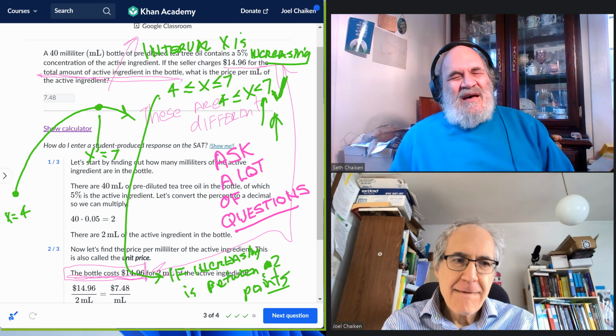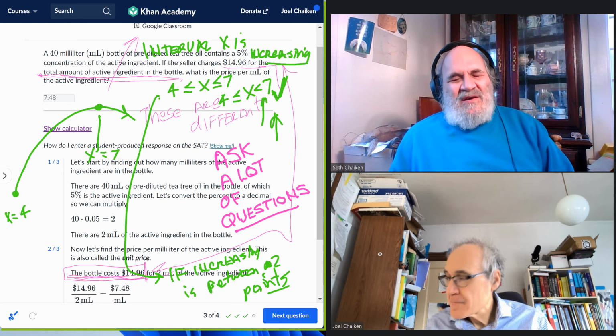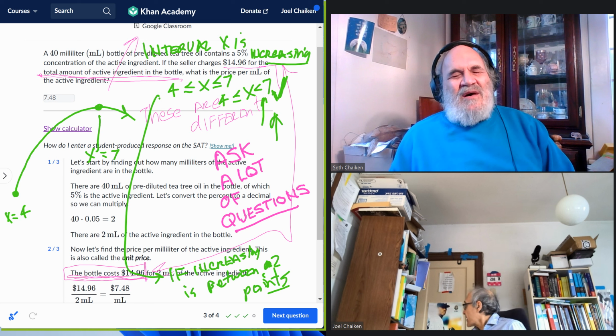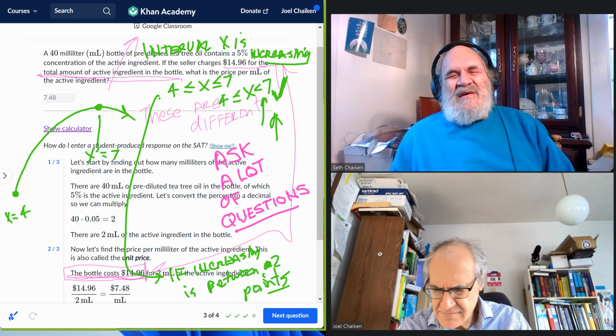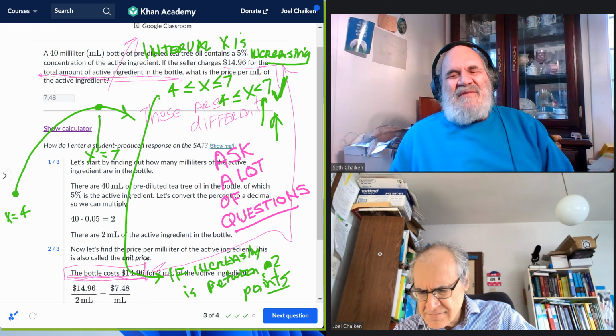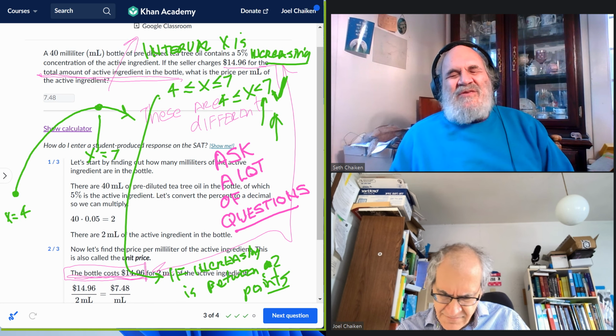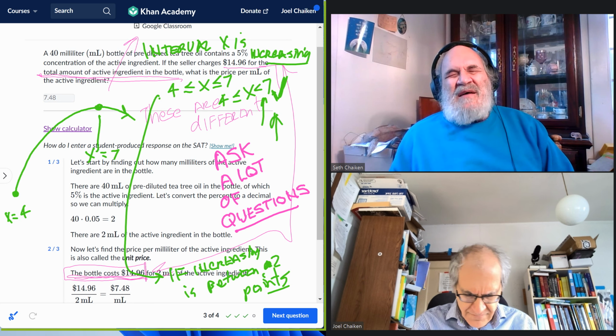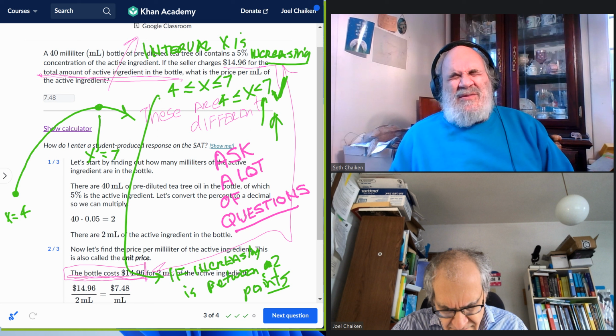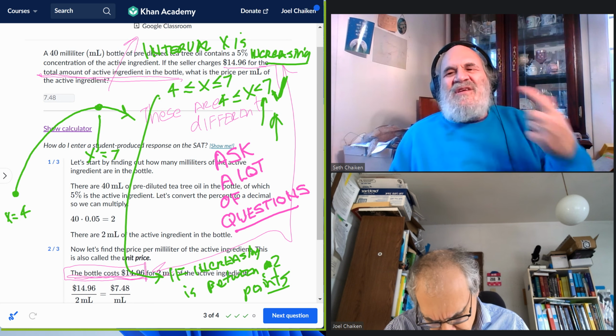The only way to generally say a function is increasing is the second: for every pair of points x1 and x2, if x1 is less than x2, then f of x1 is less than f of x2. And that's called strictly increasing.